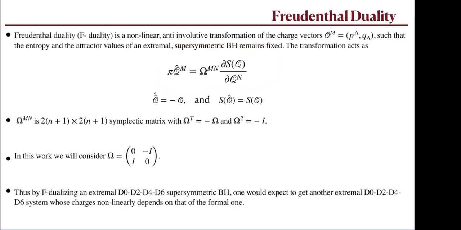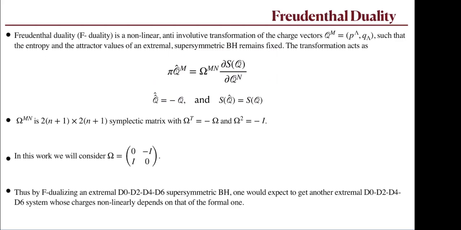Okay. So for this compactification, there is a U-duality group as well, right? Yes, so that's also there. So under U-duality, does the entropy remain the same? Yes, in this case. But still, U-duality is a linear mapping among the charges. Yeah, exactly. This is a highly non-linear mapping, exactly, yes.